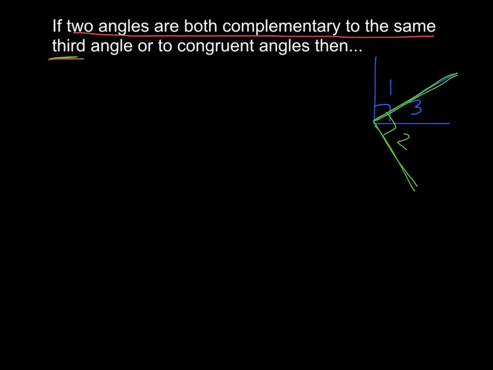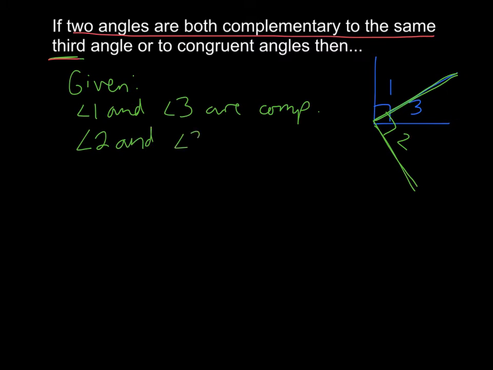And if I try to list out my given information, we've got angle 1 and angle 3 are complementary. And then I also have angle 2 and angle 3 are complementary. What are we trying to prove here? Okay, well, let's think about it. 1 and 3 are complementary. Complementary means adds up to 90 degrees. 2 and 3 are complementary, so 2 plus 3 equals 90 degrees.